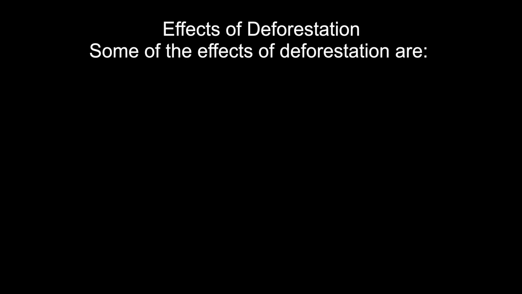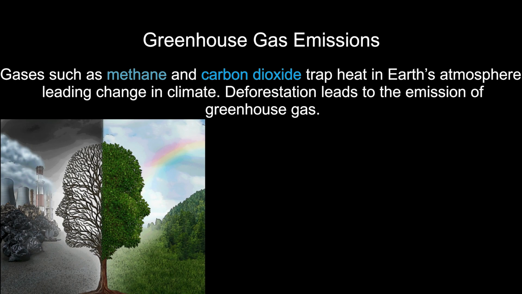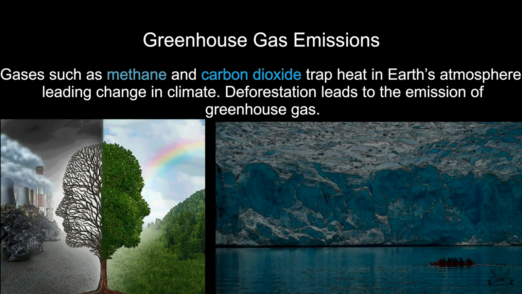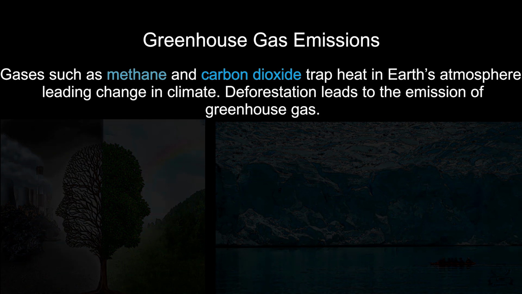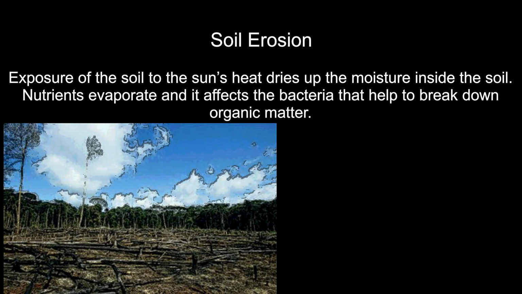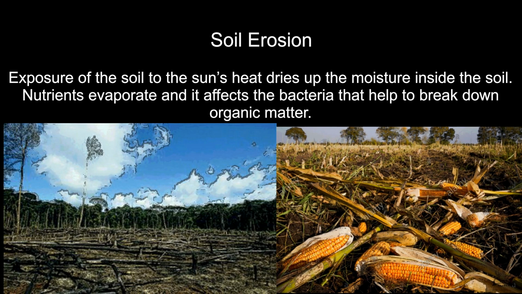Effects of deforestation. Some of the effects of deforestation are: greenhouse gas emissions. Gases such as methane and carbon dioxide trap heat in Earth's atmosphere, leading to change in climate. Deforestation leads to the emission of greenhouse gas. Soil erosion. Exposure of the soil to the sun's heat dries up the moisture inside the soil. Nutrients evaporate and it affects the bacteria that help to break down organic matter.